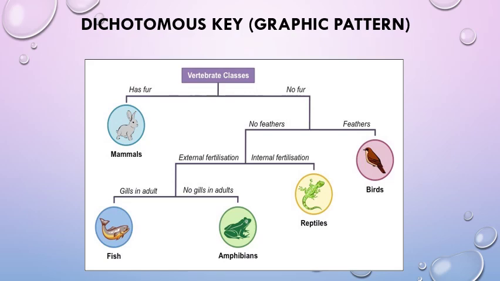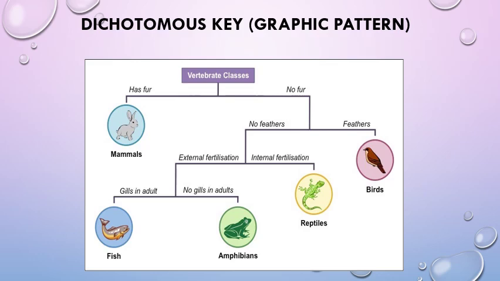Dichotomous keys are written in two forms. The first one is graphic pattern and the second one is written pattern. In graphic pattern you can use pictures to make the dichotomous key, and in the written pattern you will write all the characteristics or couplets. So let's discuss this graphic pattern dichotomous key.